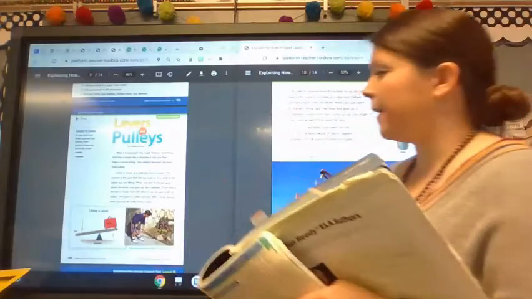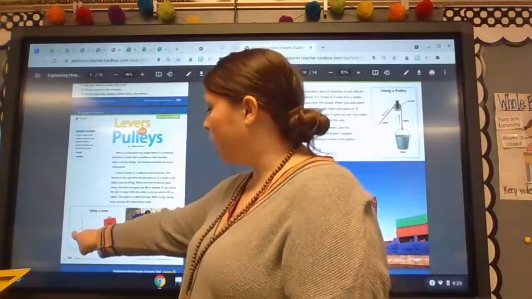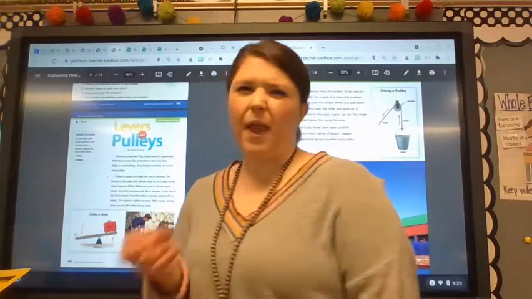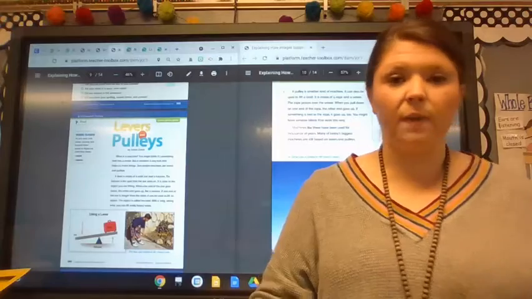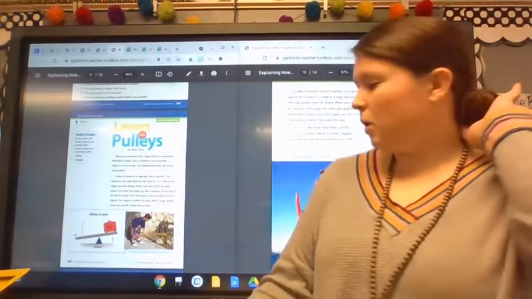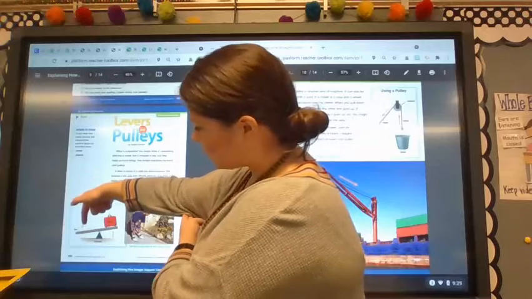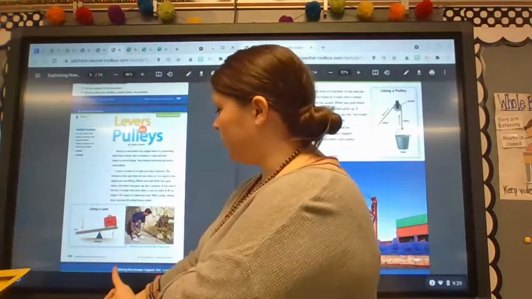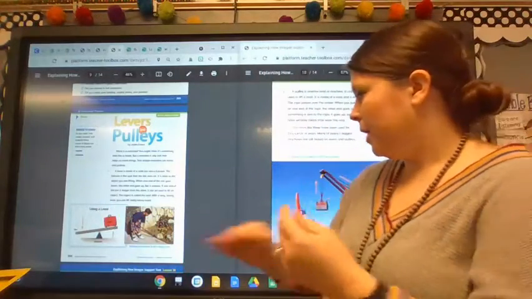So let's go ahead and stop and look at the diagram of using a lever. We have a bar, a fulcrum, and a load. Remember yesterday we talked about the arrows on that wheel and axle, but these arrows aren't going in the same direction. They're going in opposite directions. So what is this arrow showing us right here? It's showing us that when the bar goes down, the load goes up, doesn't it?